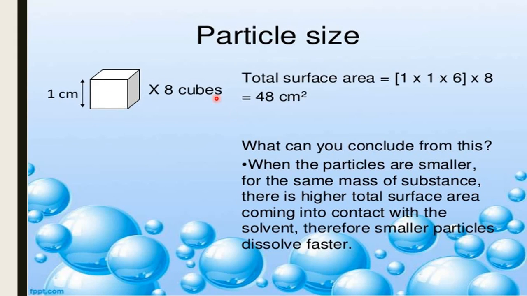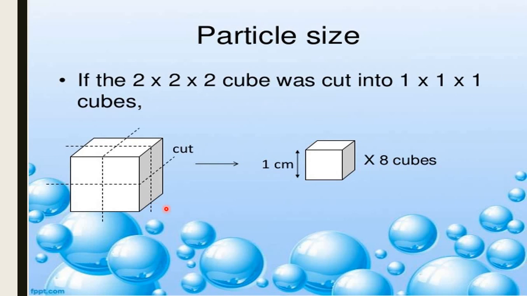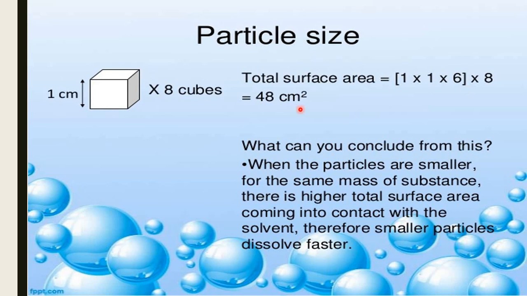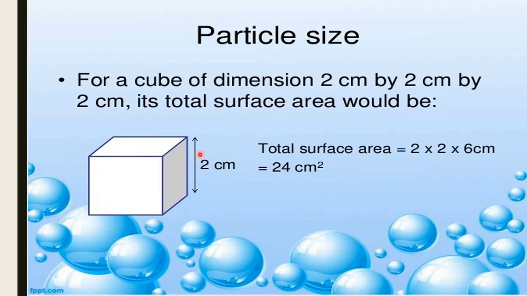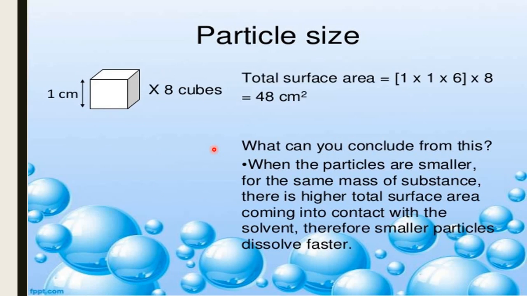So you times 1 times 6, because you have 6 faces. Then you times 8, because you have 8 cubes. So the total is 48 cm squared, the surface area. Why does the side become 1? Because you only cut the big box into half.